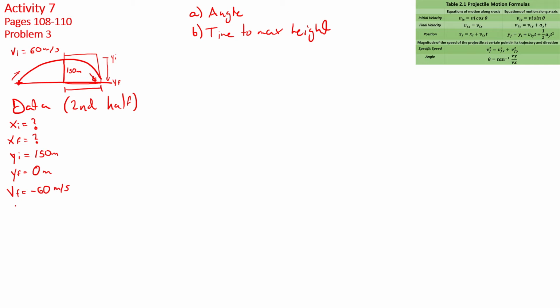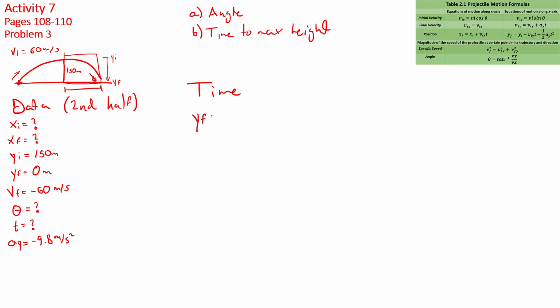Then we have that we don't know the angle, we don't know the time to the maximum height, and the acceleration in the y-axis is equal to minus 9.8 meters per second squared. So in this case, it's better to calculate the time first. So let's get the time. And with the information that we have now, we can use the formula that is here. And let's see why.